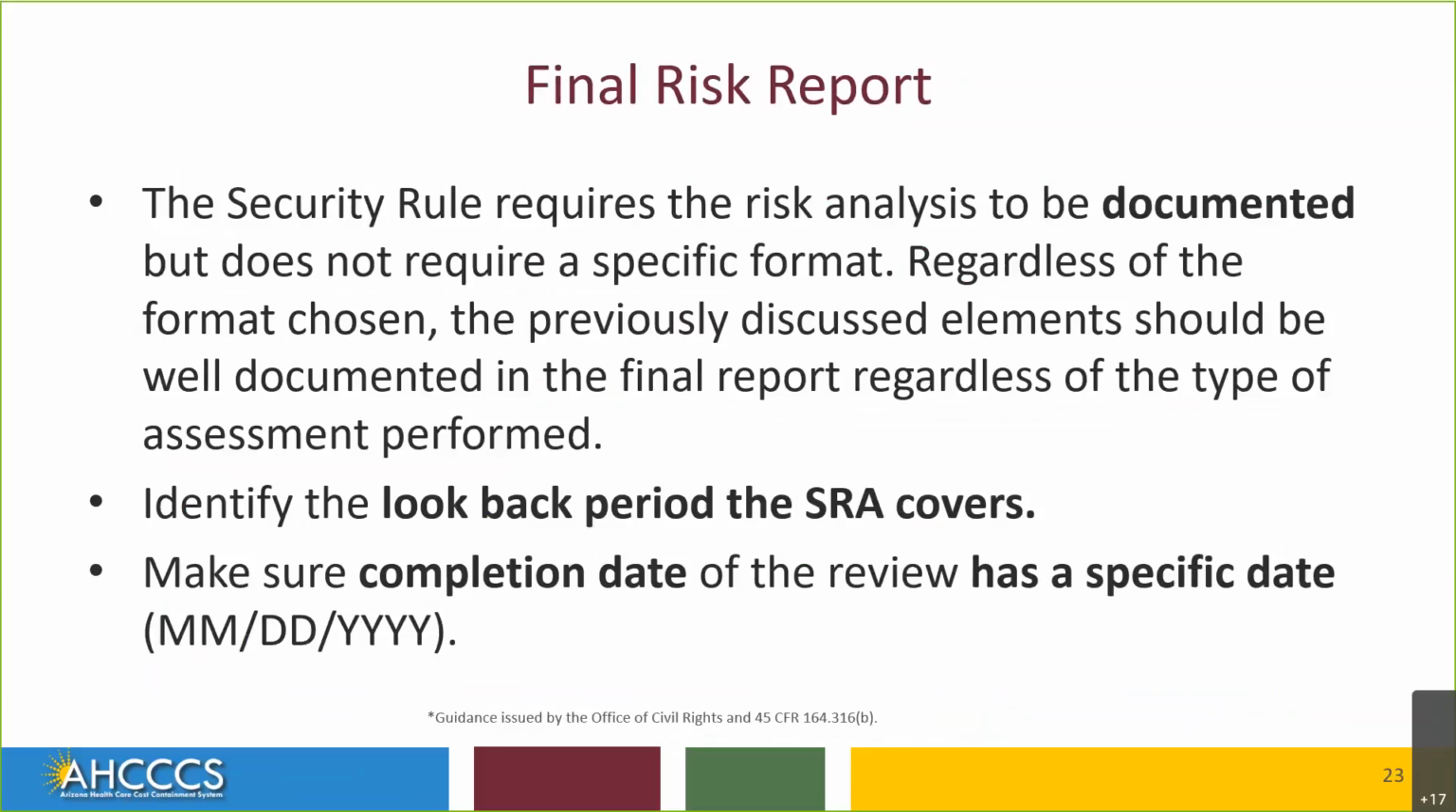So it needs to identify the look-back period this SRA covers. Did it cover all of calendar year 2020? Did it cover a portion of it? You want to identify and be as clear as possible. And you want to make sure that the completion date has a specific date, so month, day, and year, because we're looking to make sure that it was on or after when the MU reporting period ended. So just make sure you're documenting those things and you're documenting all the requirements of the SRA.